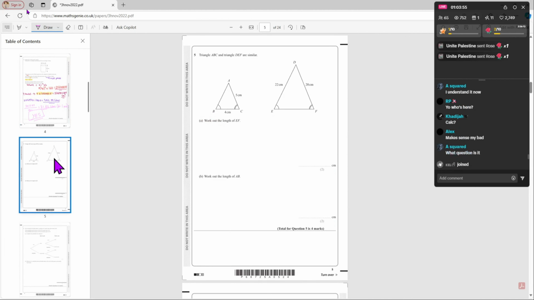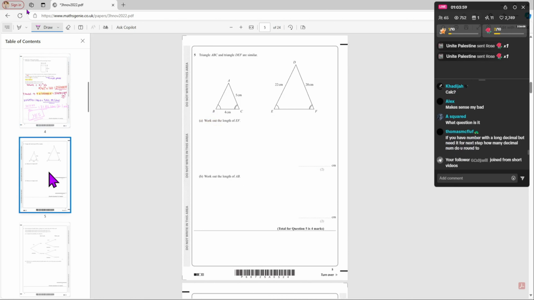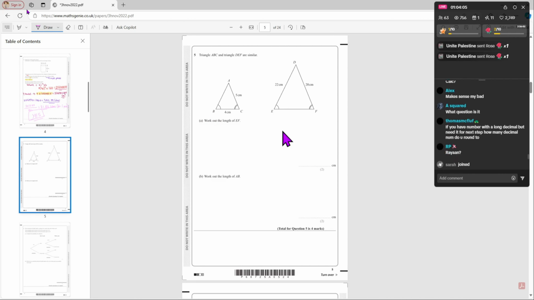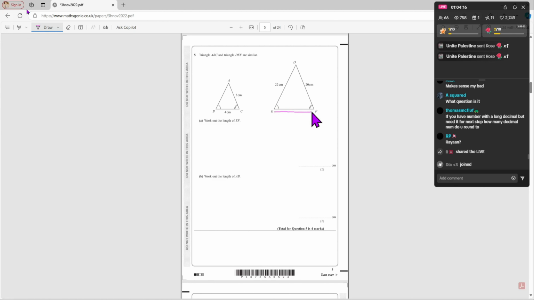This is just the volume of a cylinder and doing some worded questions, okay? Triangle ABC and triangle DEF are similar. Work out the length of EF. So we need to work out the length of EF. So EF is this one right here.